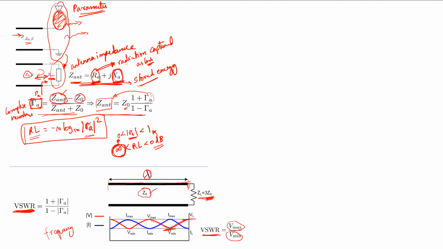If gamma A is 0, which means a perfect match, then the VSWR is equal to 1, meaning the voltage min and max will be the same value over here.